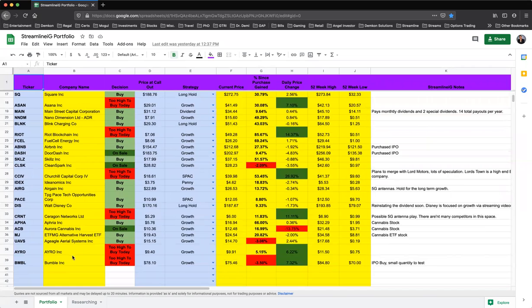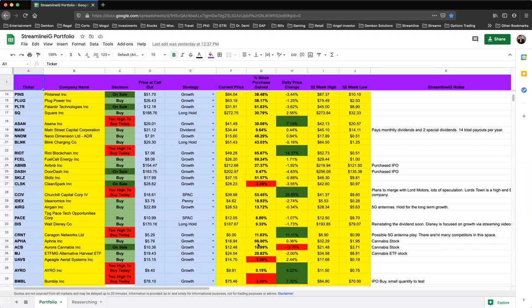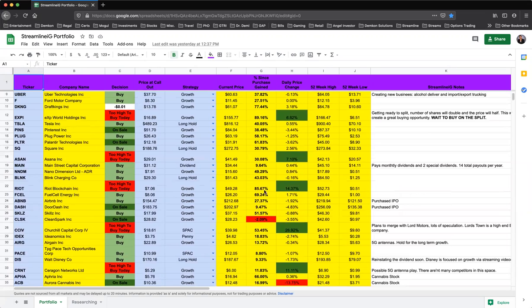We just added Bumble Inc. today, which is a new IPO. We're going to talk about that one soon. And Agile Aerial System, we just added that this week. But overall, you can take a look and see that we're doing pretty good here if you look at these percentages.